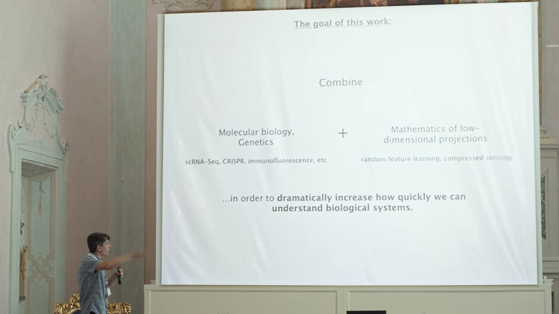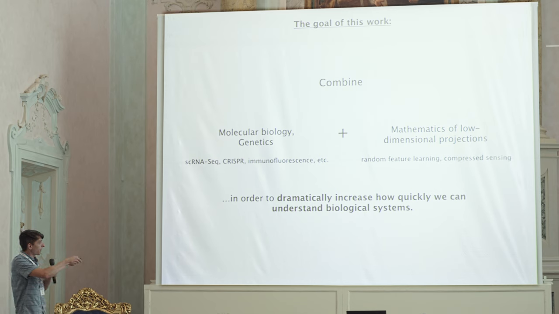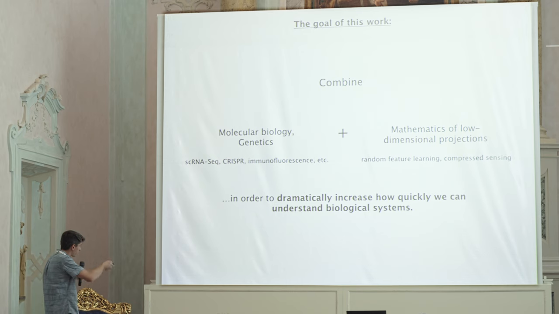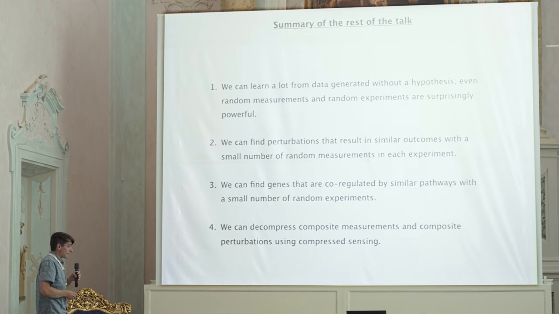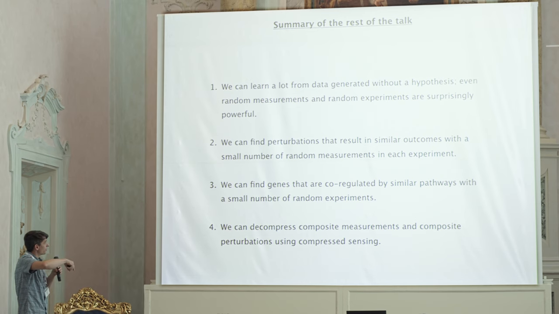Okay, so overall, the goal of this work is to combine a lot of knowledge that we have about biology and genetics with some cool new methods that have been developed in mathematics, specifically related to learning with random features and an idea of compressed sensing, to make our ability to learn about biological systems exponentially greater for certain classes of problems. So just to summarize the things that I'm about to go over at an abstract level, there's a few things that I want to get across.